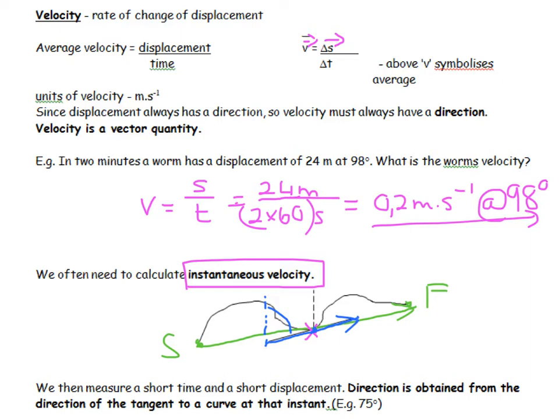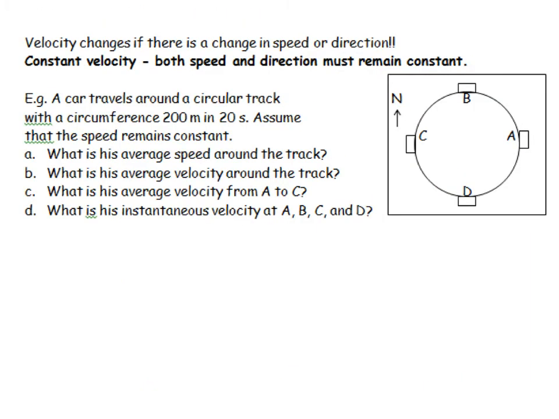And I get the direction from a tangent to the curve. Velocity changes as there's a change in speed or direction. So here we've got a person running around a circular track like this. And they go at exactly a constant speed as they go around. Let's say 10 meters per second.